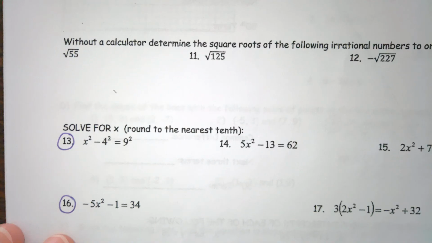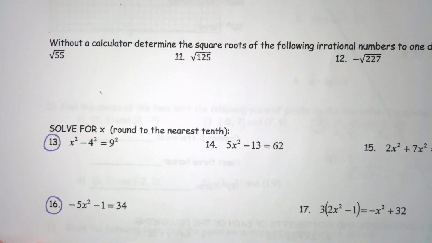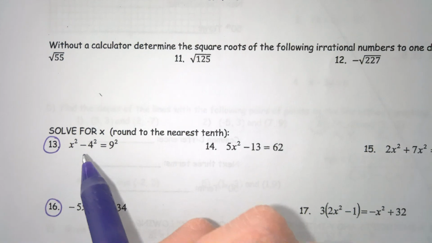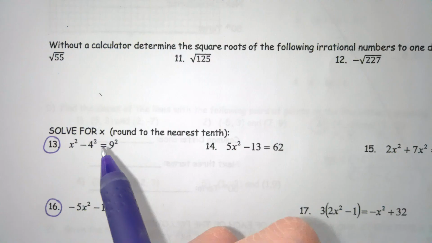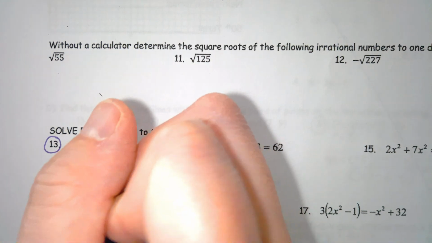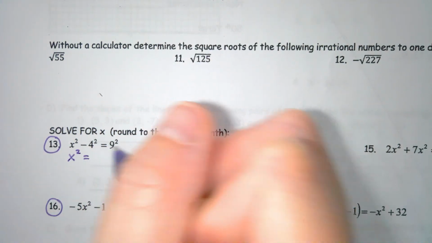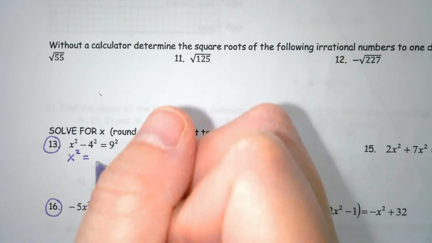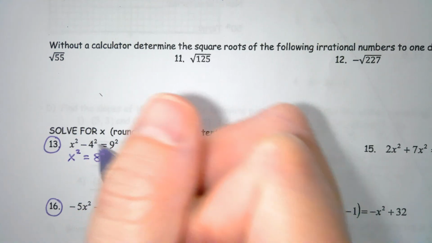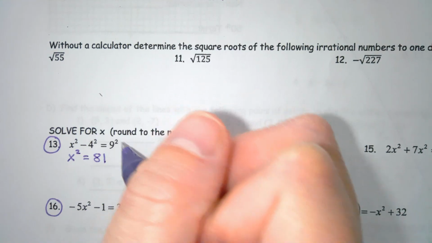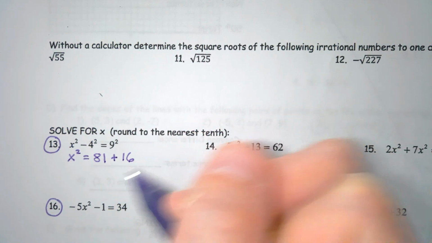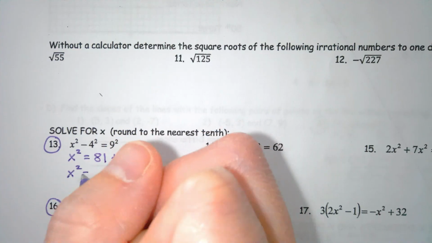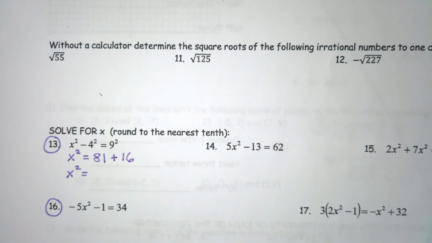This one, solve for x. So it might look ugly, but this is actually just the Pythagorean theorem. So you do the same thing. 9 squared means 9 times 9, so 81. And then since you move this over, it becomes plus 4 times 4, 16. So x squared equals 81 plus 16. You get 97.